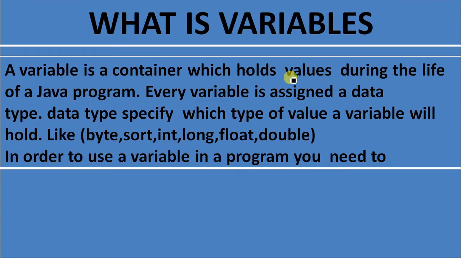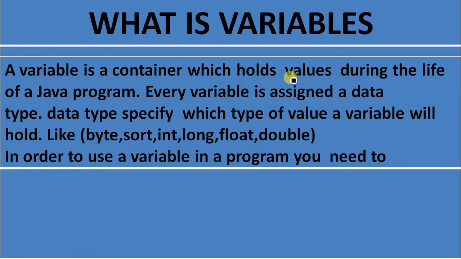A variable is a container which holds values during the life cycle of a Java program. Every variable is assigned a data type. The data type specifies which type of value a variable will hold, like byte, short, int, long, float, or double. It means a variable can hold a byte type value, short type, int, long, float, or double.